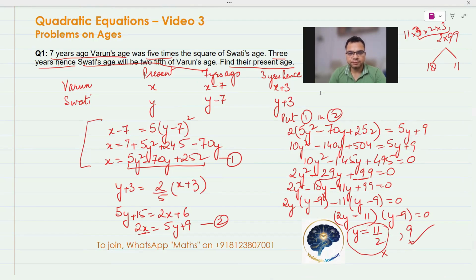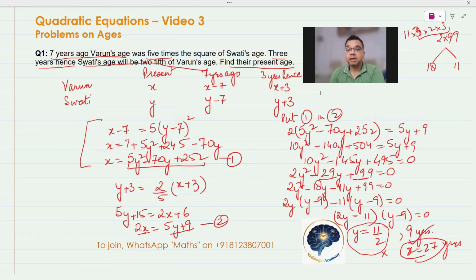So it will be, oh yeah, this equation is better, right? 9 times 5 is 45. 45 plus 9 is 54. 54 divided by 2 is 27, so x equals 27. So 27 and 9 are the ages for Swati and Varun.